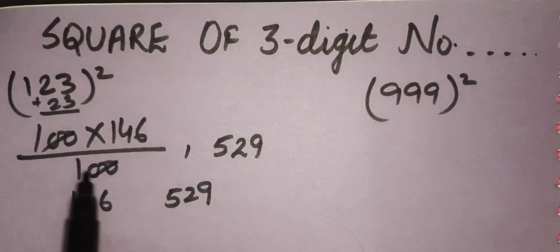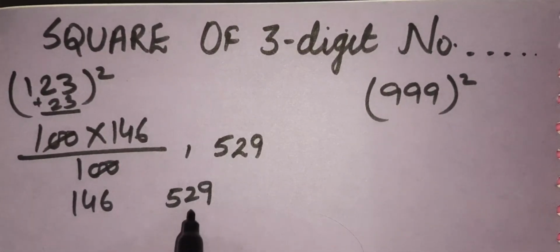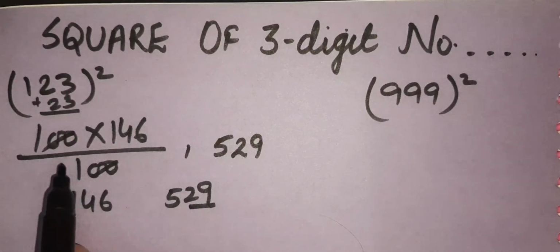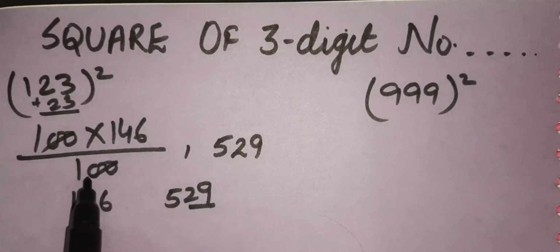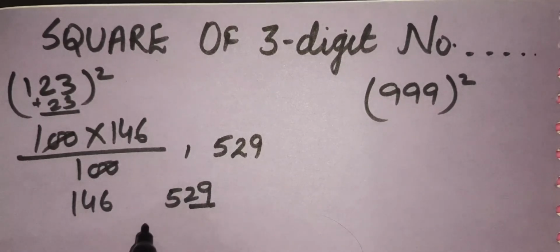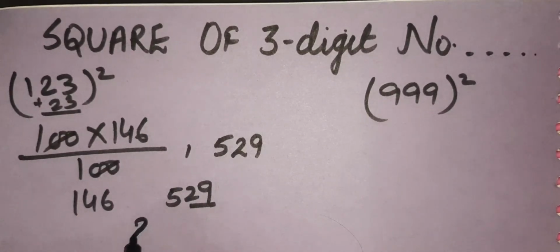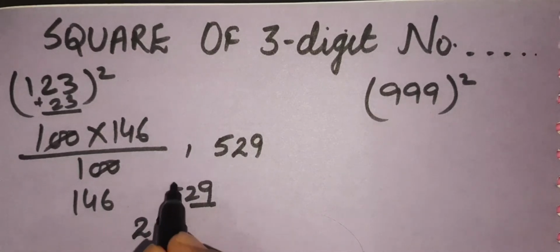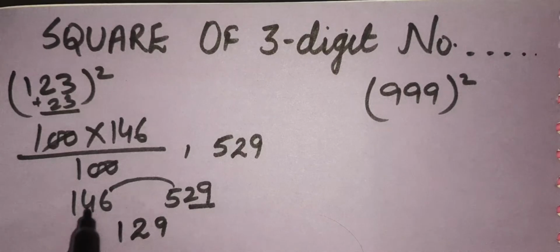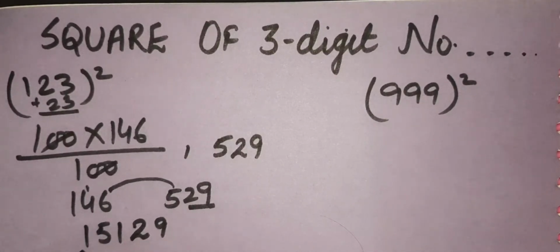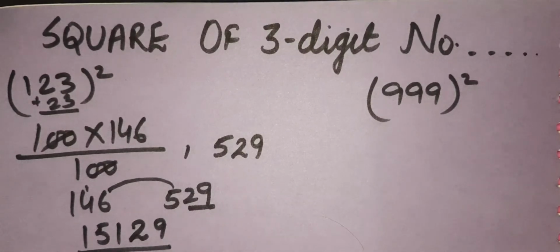Here we use two zeros, that is 100, so we will pick two digits. If we used a single zero, we would use a single digit, but here we are using two zeros, so we'll use two digits. So right here 29. 5 will go to the left as a carry. 6 plus 5 is 11. 1 carries over. 4 plus 1 is 5, and 1 stays as it is. So here we get the square of 123.